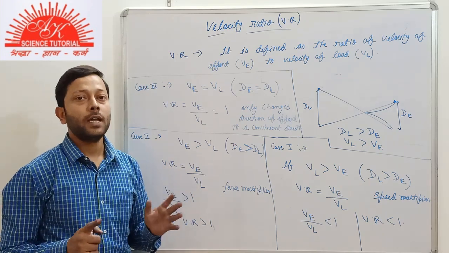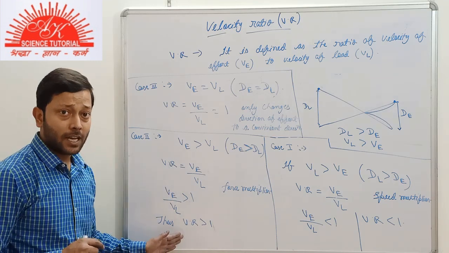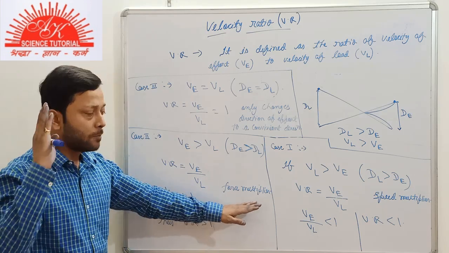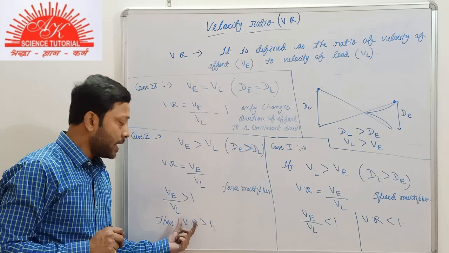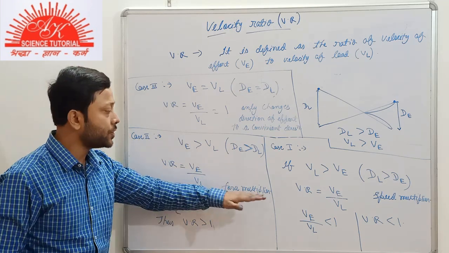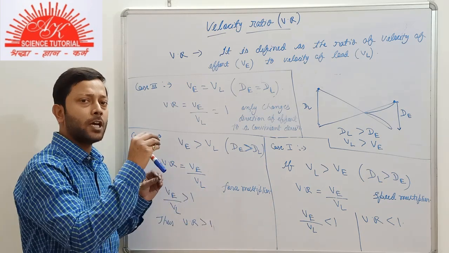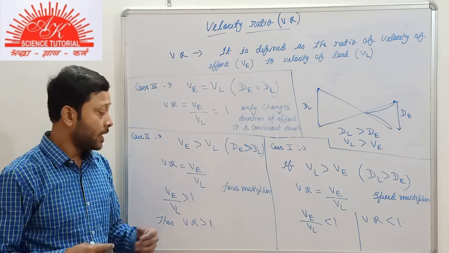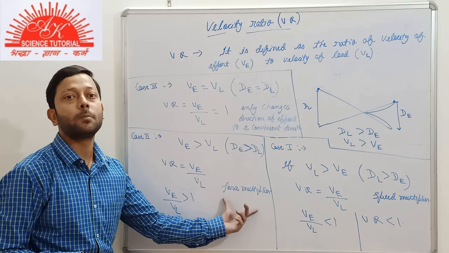What do we conclude? If the MA or the VR is greater than 1, then the machine is a force multiplier. Be very careful. We are summarizing it. If MA is greater than 1, or if VR is greater than 1, the machine will be a force multiplier. Either of them. If you are provided with the information that MA is greater than 1, the machine is a force multiplier. Or if you are told that the VR is greater than 1, then also the machine is a force multiplier.